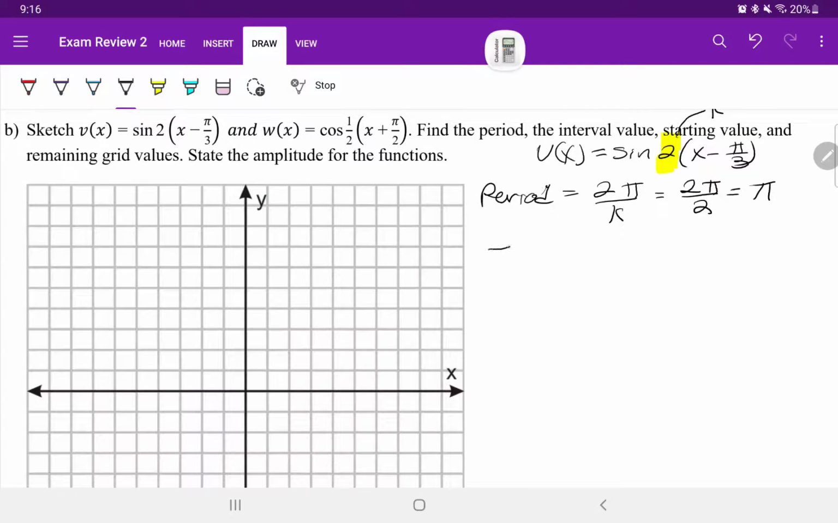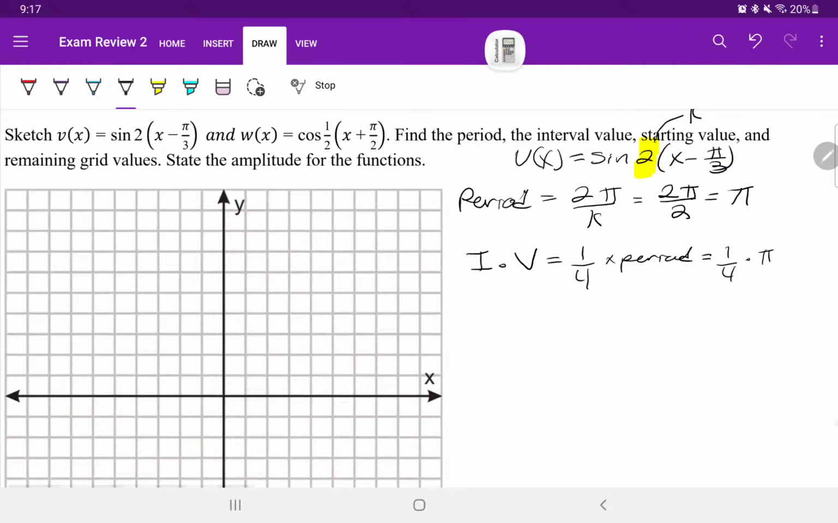So to find the interval value, which I'm going to call IV moving forward, although IV means independent variable, that is going to be 1/2 times my period. I keep saying 1/2. It is 1/4 times the period. 1/4 times pi equals pi over 4.